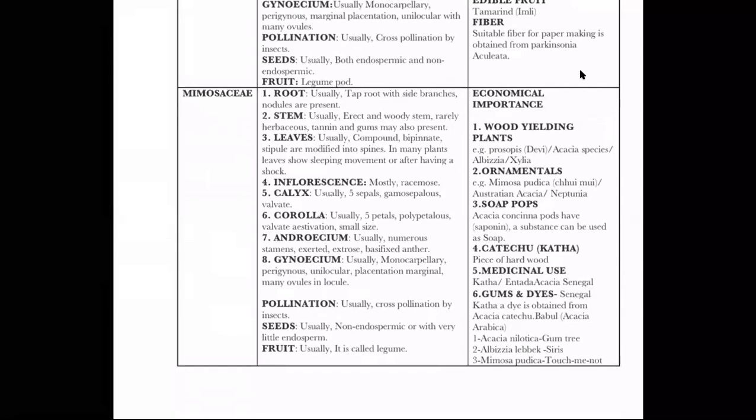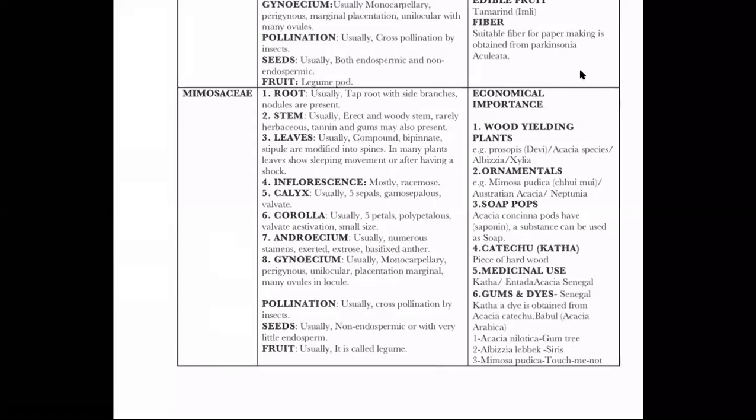Calyx में usually 5 sepals. Gamo is when they fuse together. Valvate is the type of estivation. A corolla is 5 petals. Polypetalous, that means it does not fuse together. And valvate estivation. Androecium is usually numerous stamens. आगे मत पढ़ो. More than enough.